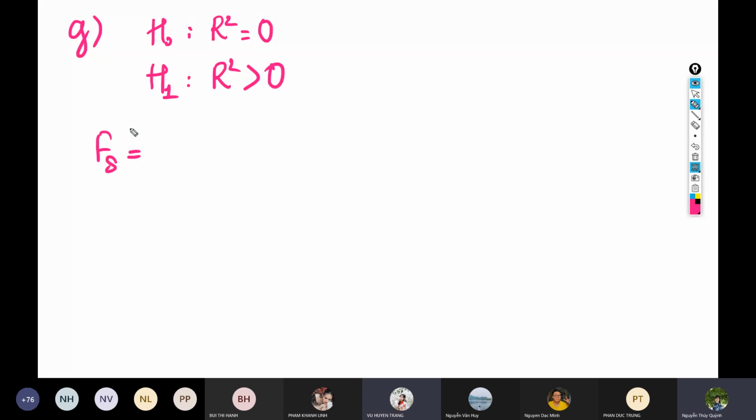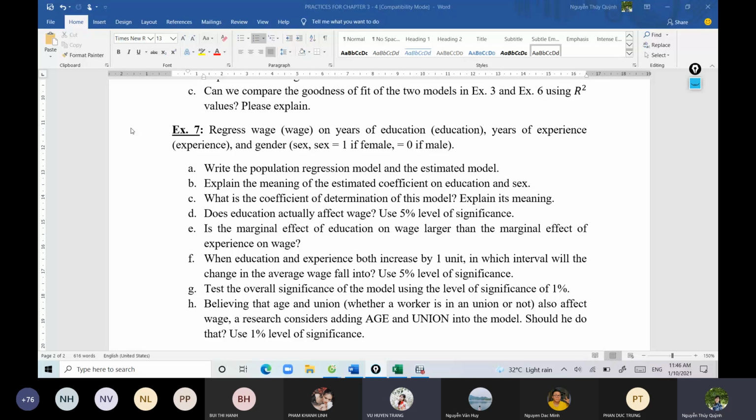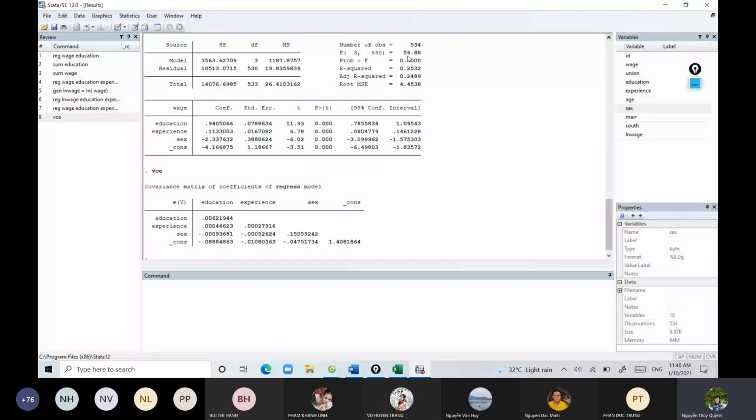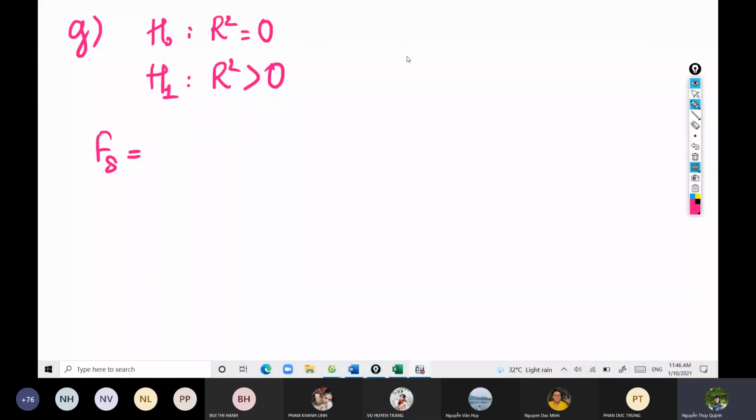R square multiplied by n minus k minus 1 over 1 minus R square. Yes, right. And what is the value of it? Now, you don't have to calculate it anymore. Just look at the estimation output. We already have the observed value of F here, which is 59.88.